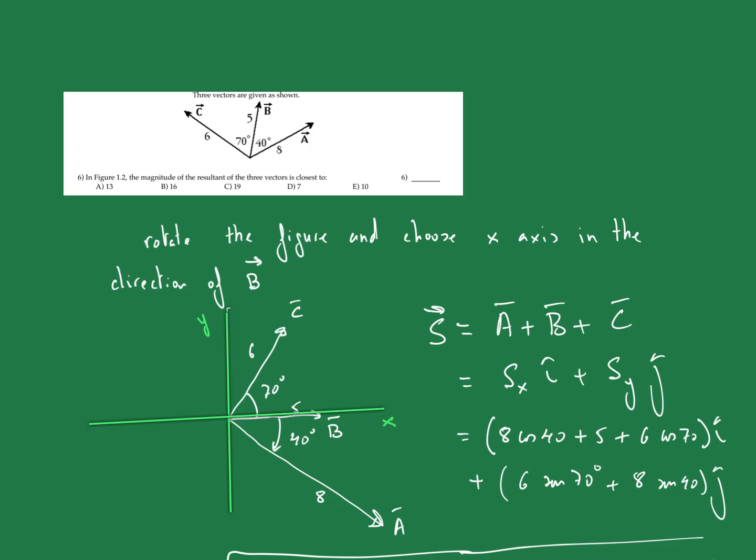Okay, in this problem we have 3 vectors. They give you the magnitude of B, the magnitude of A is 8. They give you also the magnitude of C, that is 6. And they give you the angles that they made.